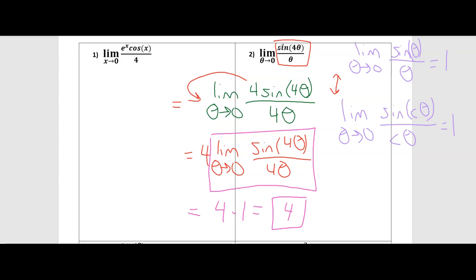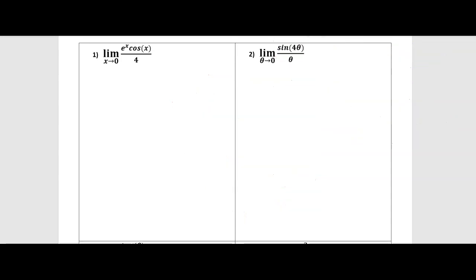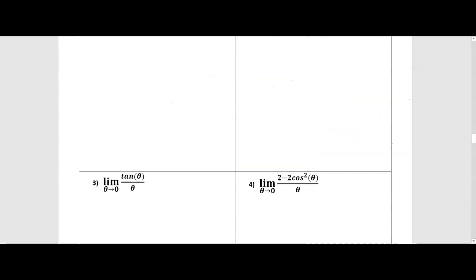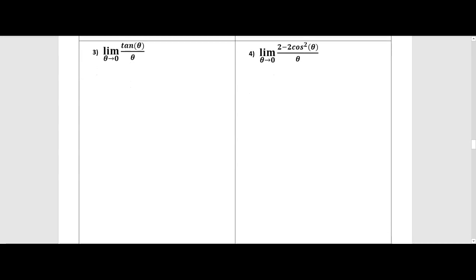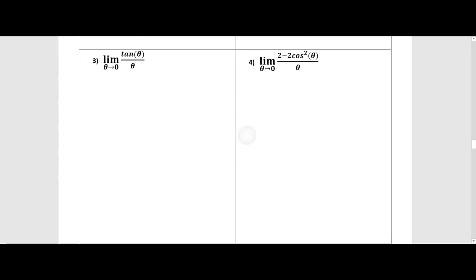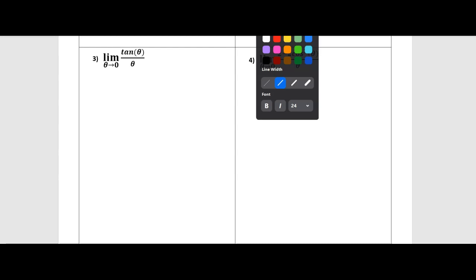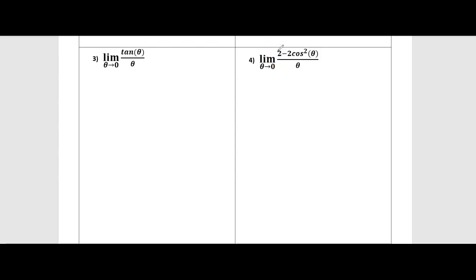Okay, let's move on and do number 3, and then I think we're going to call it a video. Number 3 has a little tangent going on, so that'll be good to look at. First thing we're going to do is substitution. So the limit as theta approaches 0 of tangent of theta is equal to tan of theta, or sorry, tan of 0.